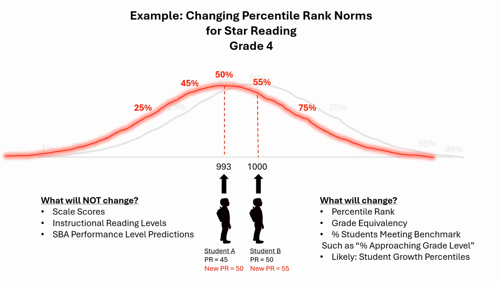It's important to note that criterion-based metrics, that is, metrics that quantify how much reading and math a student knows, such as scale scores, instructional reading levels, and metrics tied to future performance on the Smarter Balanced Assessment, will not change and still mean the same thing. However, metrics that place the student's results in the context of other students' results have changed, such as percentile rank, grade equivalency, the percent of students in each school benchmark level, since those are all tied to percentile rank ranges in Renaissance.